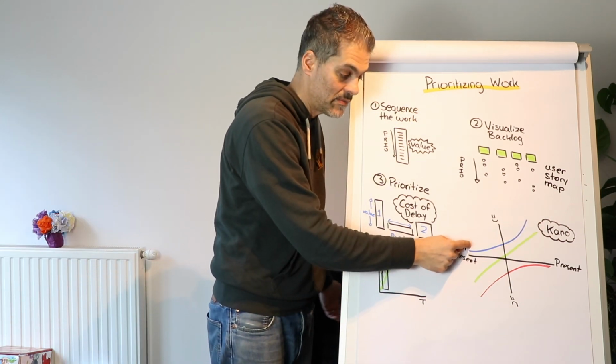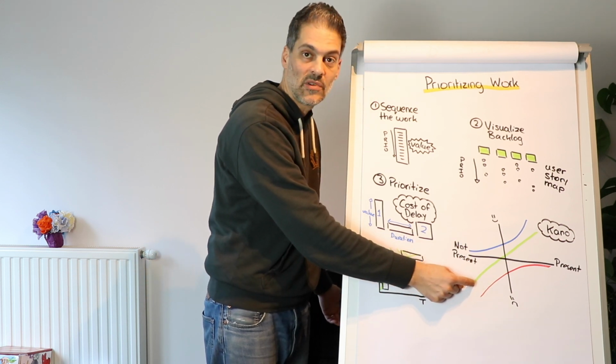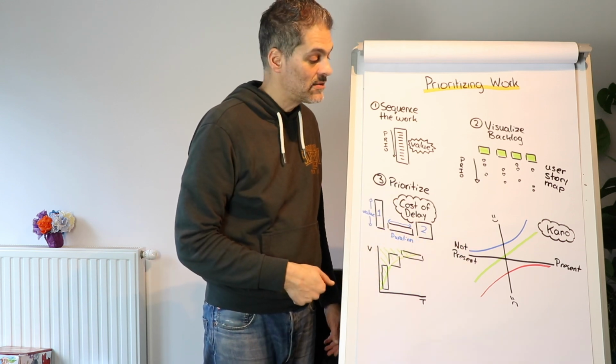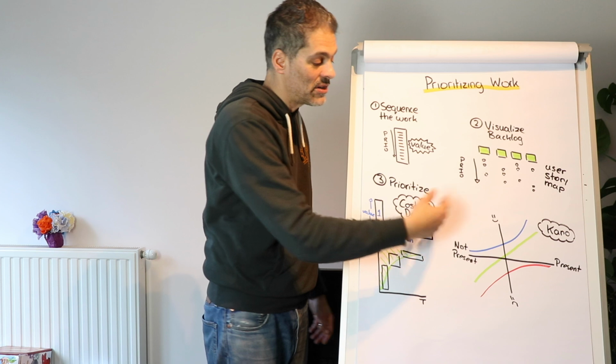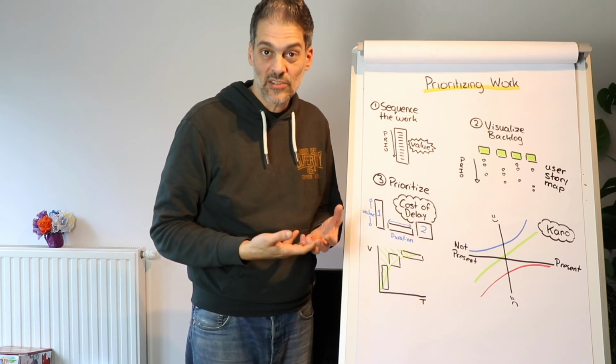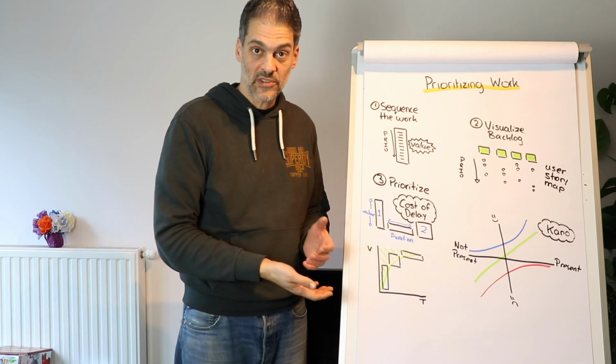I would do these ideas or these items after I do the must-haves and I do the performers. Then I would worry about the lighters, the things that come last, right? And the interesting thing, if you prioritize like this, is it allows you to understand what your customers or users expect to be present. And you're prioritizing the backlog not from a value perspective, but from a customer perspective.